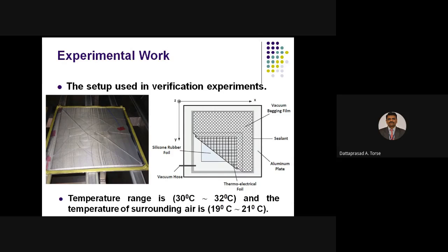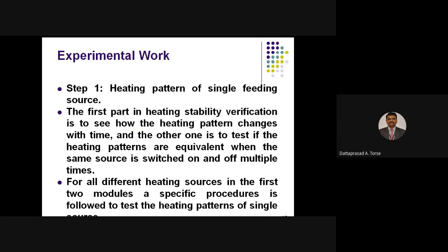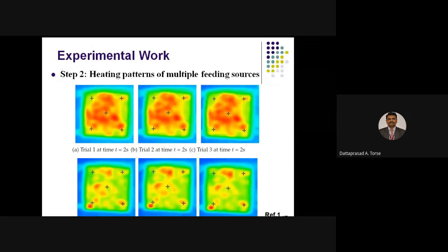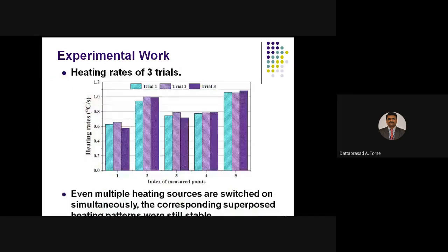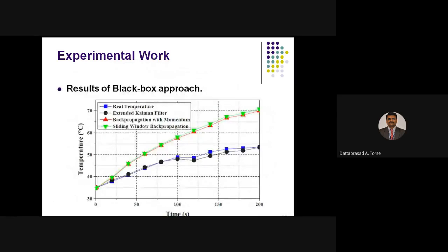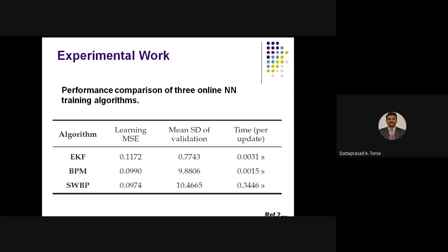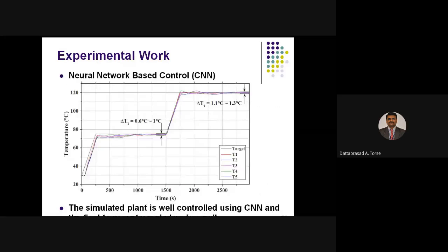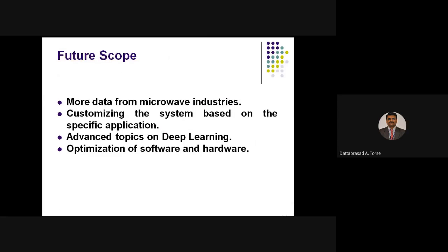You can see on the left-hand side the actual oven in which there was a product kept which was moving, right? We did two-step verification. In step one, we studied the heating from a single feeding source. In step two, we found the heating pattern from multiple feeding sources. So results were obtained and plotted using simple Excel graphs, and these plots were for various temperature variations. We used three algorithms, right? Back propagation was the major one, and based on this, one block diagram was proposed in order to incorporate this system into their existing processor.